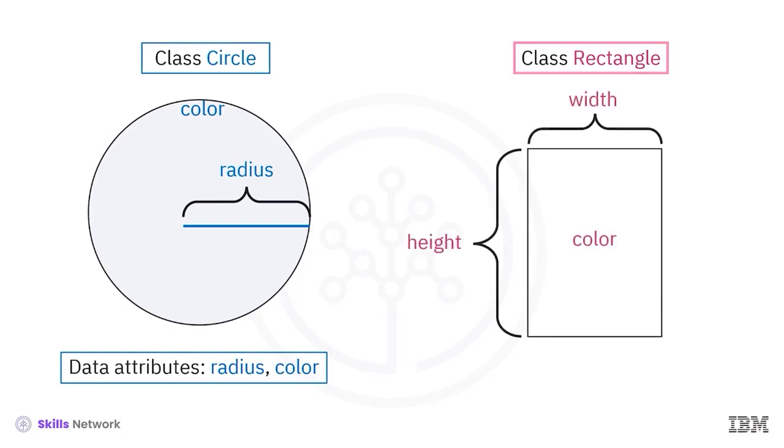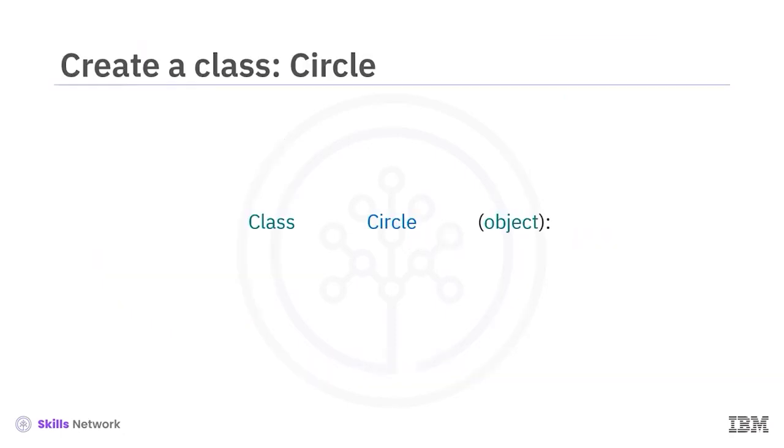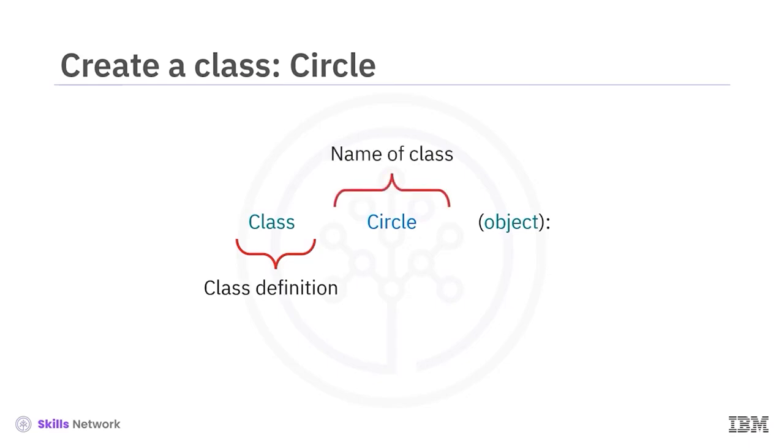Similarly, examining the image in order to define a rectangle, we need the height and width. We will also add color to distinguish between instances later. Therefore, the data attributes are color, height, and width. To create the class circle, you will need to include the class definition. This tells Python you are creating your own class, the name of the class. For this course in parentheses, you will always place the term object. This is the parent of the class. For the class rectangle, we change the name of the class, but the rest is kept the same.